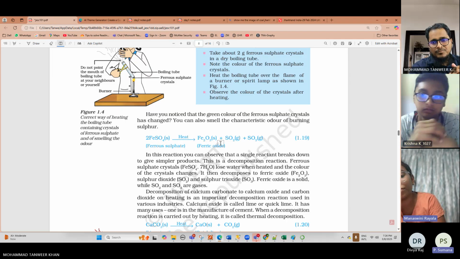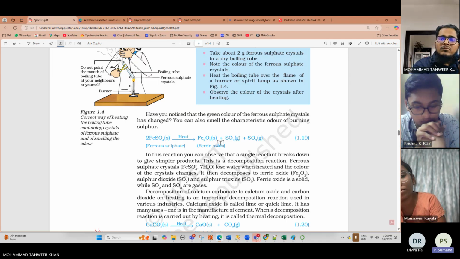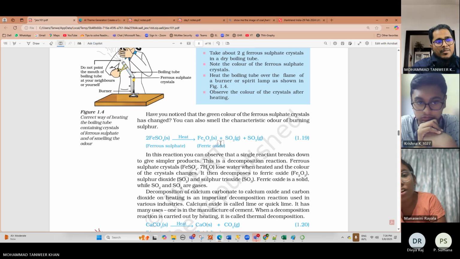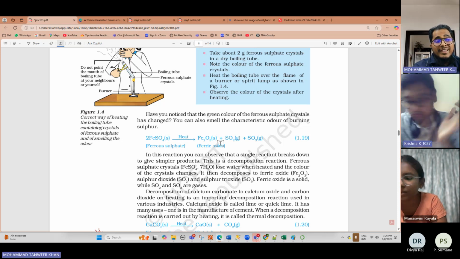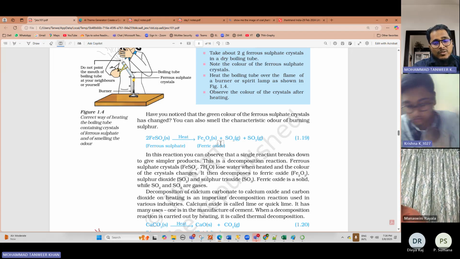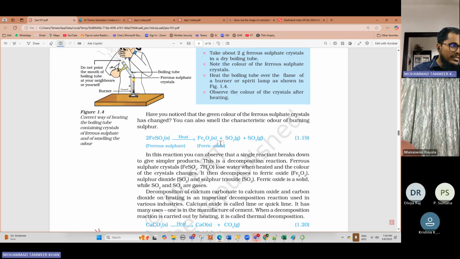Sir, is this an endothermic reaction or exothermic reaction? This is an endothermic reaction because we are applying heat to it. We'll study later about it. Here heat is not getting generated or released. That is why this is not an exothermic reaction. If heat is getting released, then it will be an exothermic reaction.